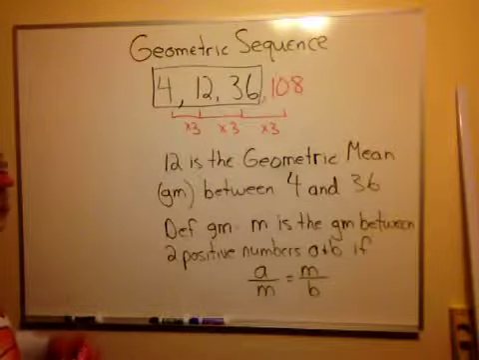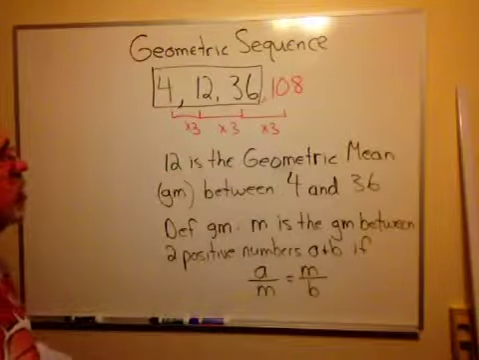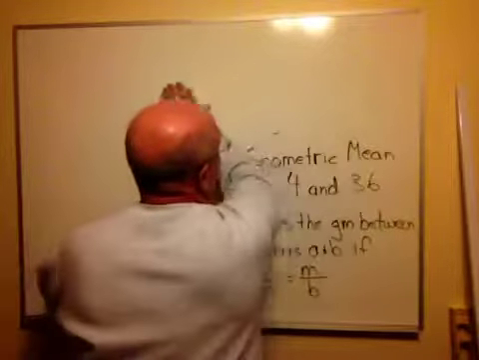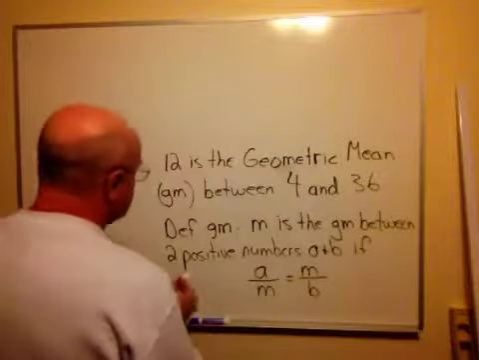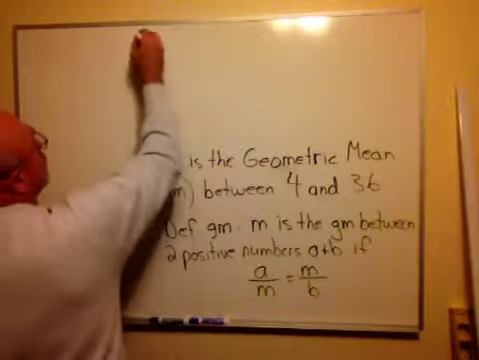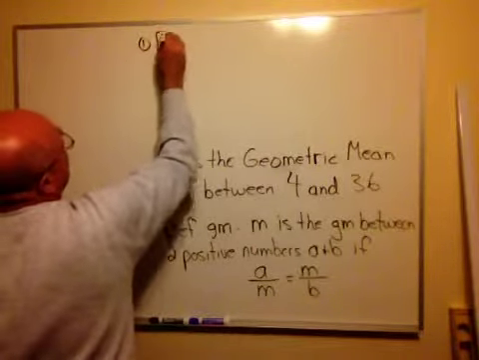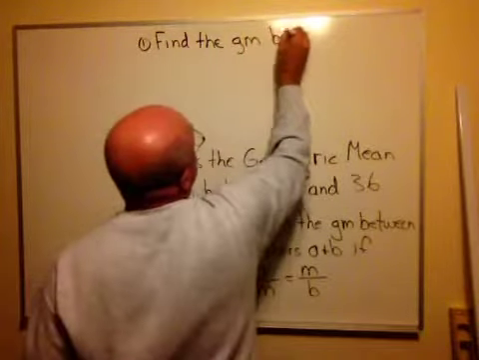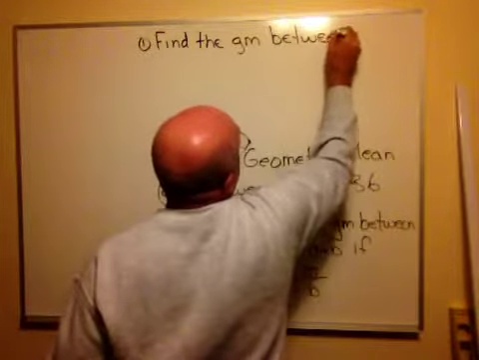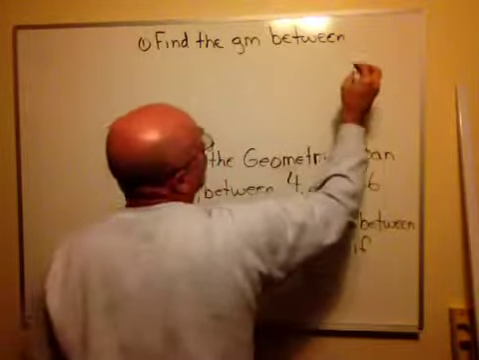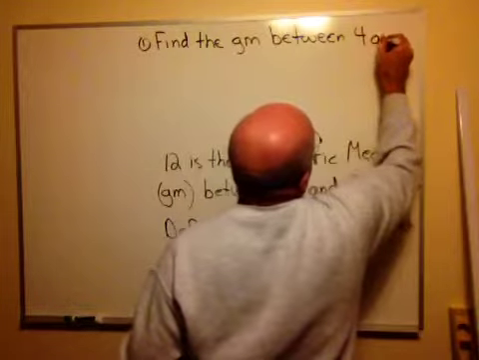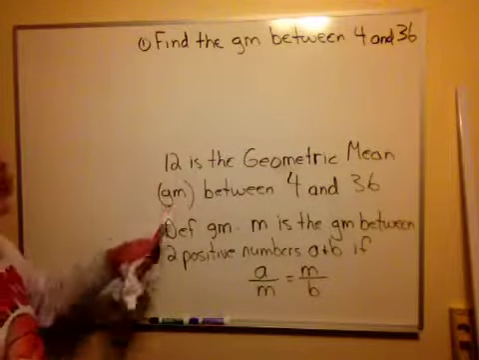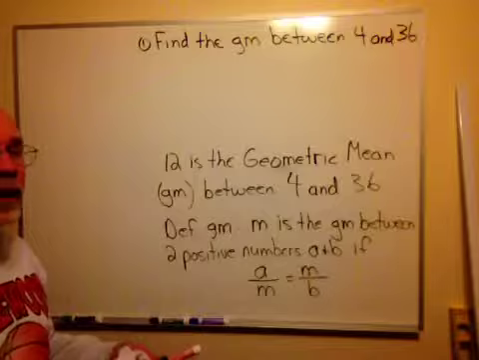Now, we'll use this to demonstrate that 12 was the geometric mean between 4 and 36. So, suppose that we ask this question: find the geometric mean between 4 and 36. Well, we know what the answer is going to be. It's going to be 12, but let's see how we could find it if we didn't know it already.